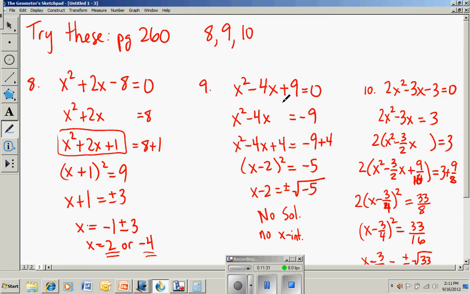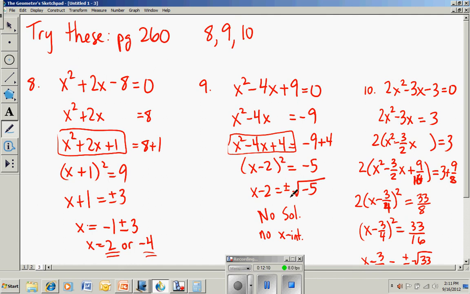In example number 9, x squared minus 4x plus 9 equals 0. Bring the 9 to the right side by subtracting, and I've got x squared minus 4x. I have to add some number to complete the square, to create a perfect square. And here's my perfect square: x squared minus 4x plus 4. 4 is that number that I can add to both sides to create a perfect square on the left. The perfect square is actually x minus 2, quantity squared, because that's what it factors into. The right side, negative 9 plus 4 is negative 5.